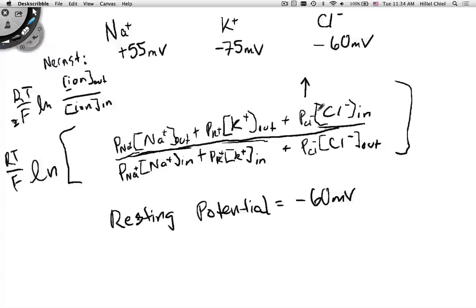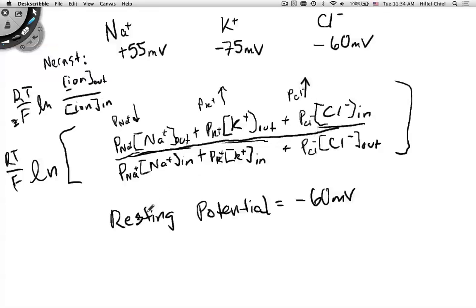Good. What about sodium versus potassium? Well, negative 60 is a lot closer to negative 75 than to plus 55, so we can assume that the sodium is not having a strong pull, and the potassium is having a strong pull. So the ratio of the permeability of potassium to sodium would be a large number to a small number. I'm just writing that these arrows are the permeabilities.